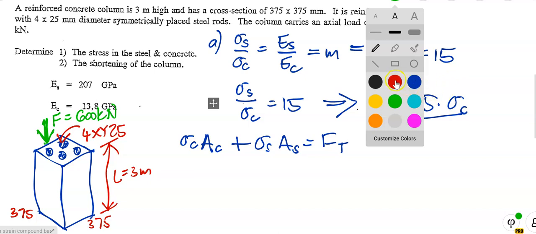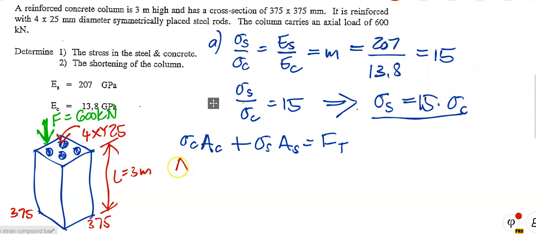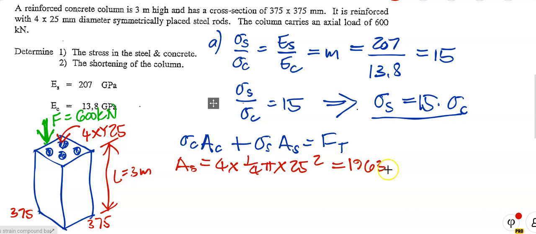Area of steel is equal to 4 Y25 bars. So it's 4 multiplied by a quarter pi times diameter squared, which is 1963.50 millimeters squared. Can we work out the area of concrete?